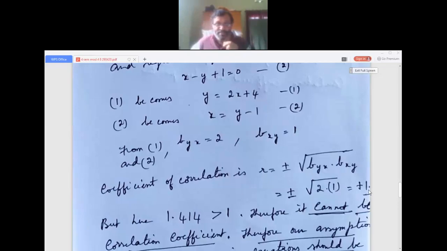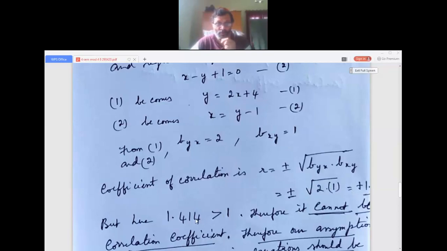Just note it down. So it will be plus. Why is it plus? Because since both the regression coefficients are positive, we get 1.414. Since both the regression coefficients are positive, r should also be positive. If both are negative, r should be negative. If both are positive, r should be positive. So since both are positive, here r will also be positive.